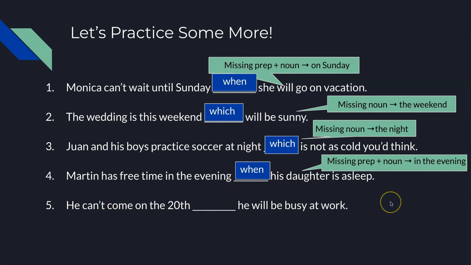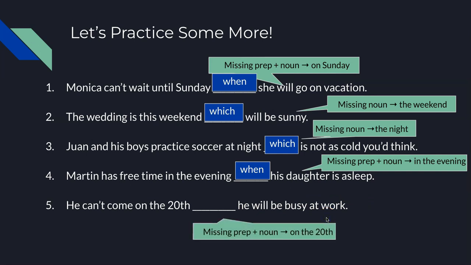And lastly, take a look at number 5. He can't come on the 20th. He will be busy at work. To make this clause complete, we are missing on the 20th. Because the answer includes a preposition, when we connect the two clauses using an adjective clause, we need to use the pronoun when. Study these examples some more.